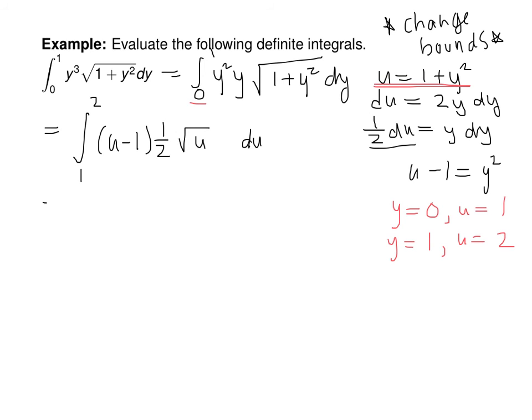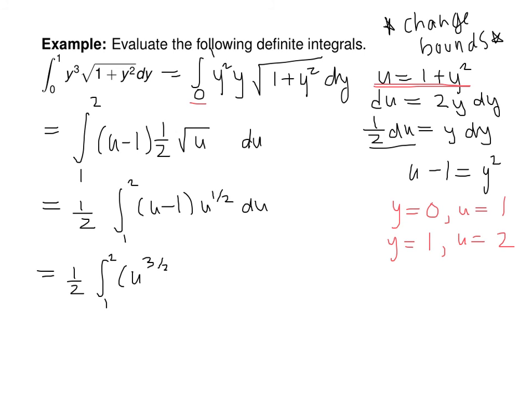So pull out the 1/2 and have u minus 1 times u to the 1/2 du. There's no product rule for antidifferentiation here. Best bet is to simplify. Distribute that u to the 1/2 and add powers. So we have 1/2 antiderivative from 1 to 2, u to the 3/2 minus u to the 1/2.